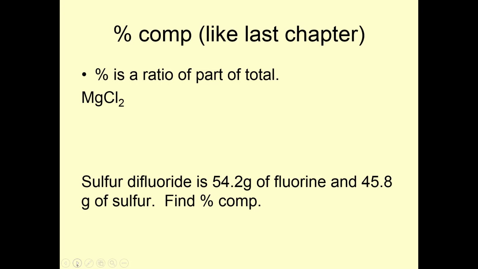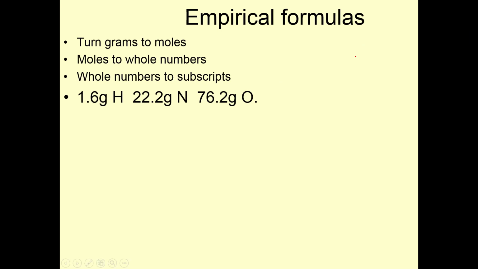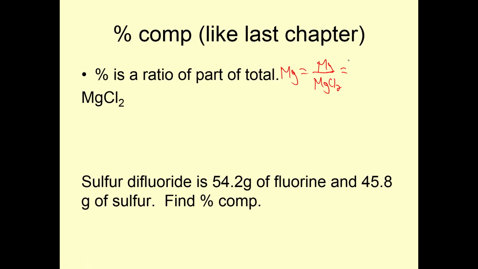Percent composition is just like the last chapter. It's a ratio of part over total. So for magnesium, it's going to be Mg over MgCl2. So if you go to your periodic table, this is going to be a bad one.